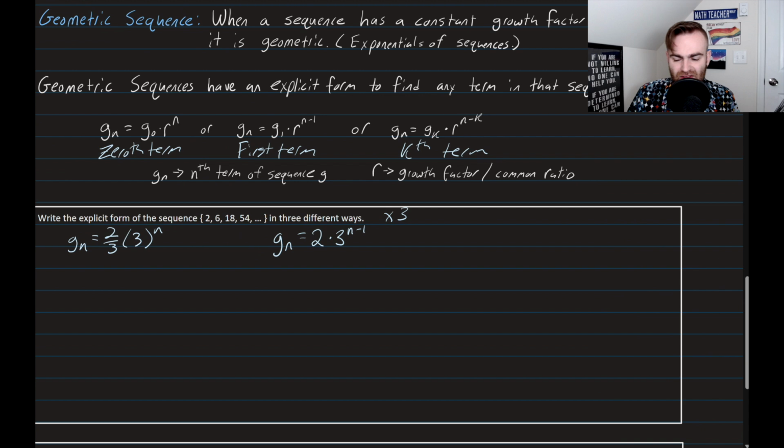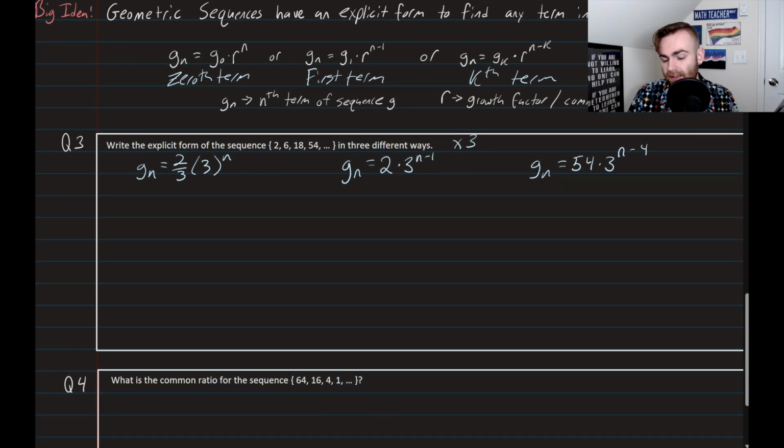The last one is the kth term, and it doesn't matter what we pick. For kicks and giggles, let's pick 54, just because it's large, it's weird, and it's perfectly fine to pick. So we're going to pick 54, and then we're going to do times 3 to the power of n, take away 1, 2, 3, 4. All of these are equivalent. They are all correct, and they are all useful in their own right.